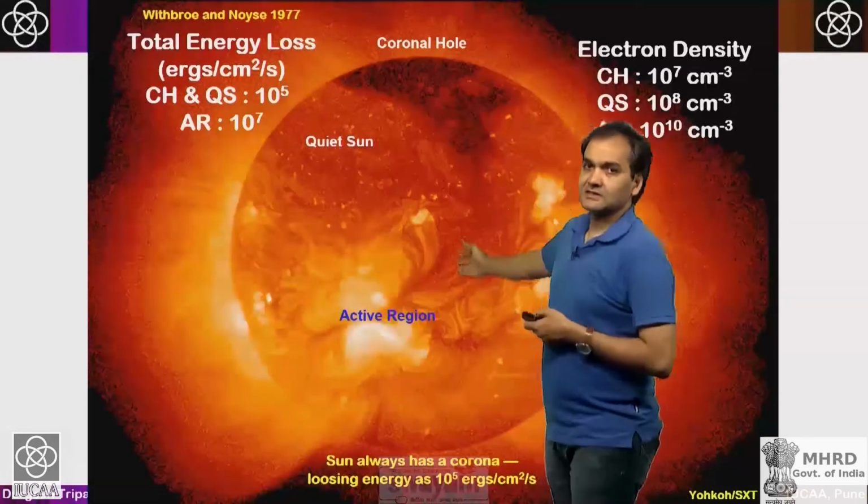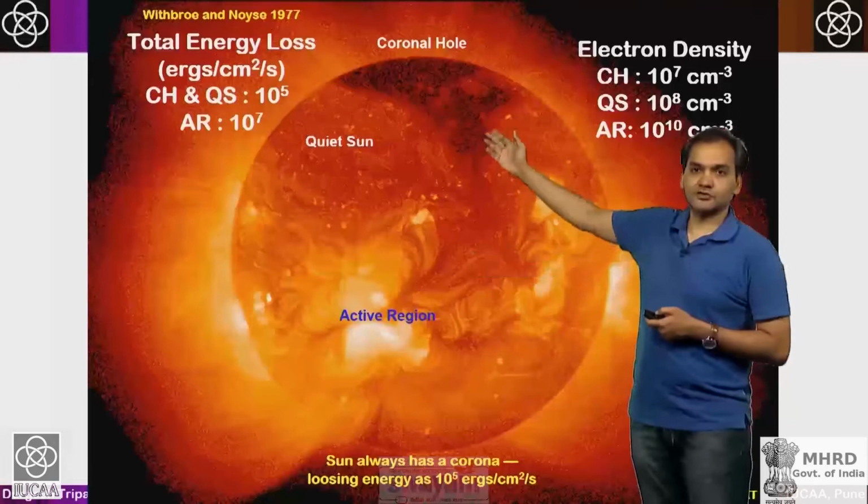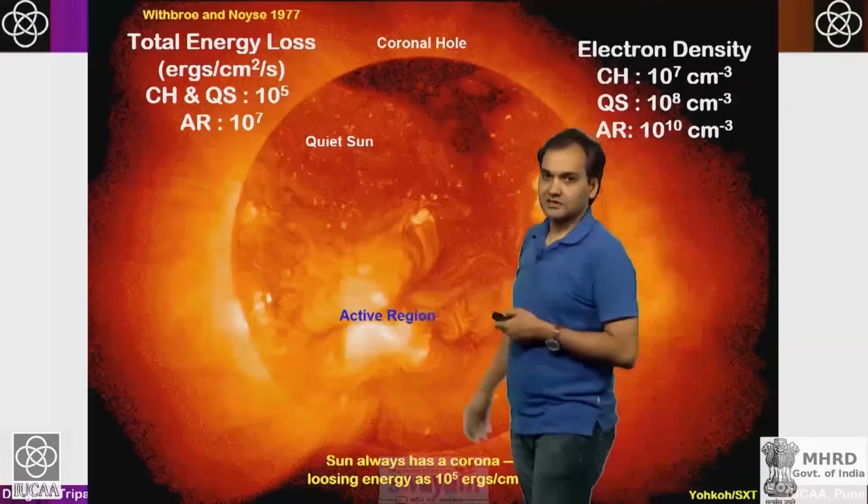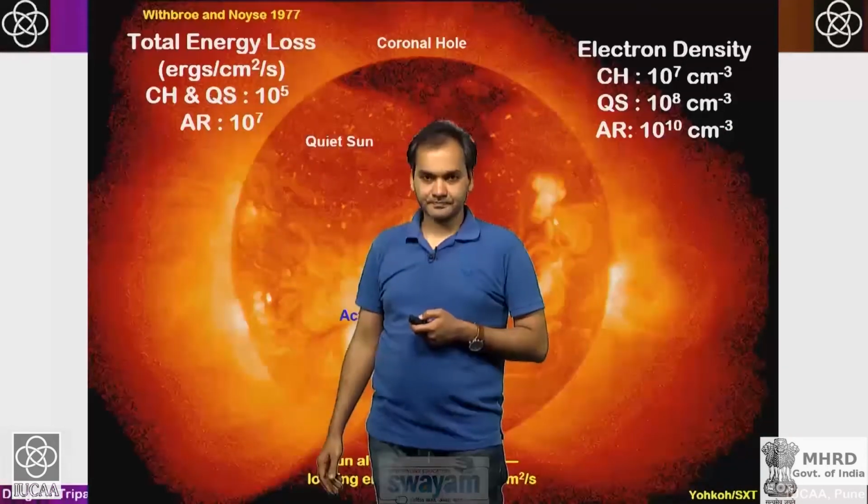Electron densities are rather low. In the coronal hole it is 10 to the power 7, whereas in the active region it could be up to about 10 to the power 10.